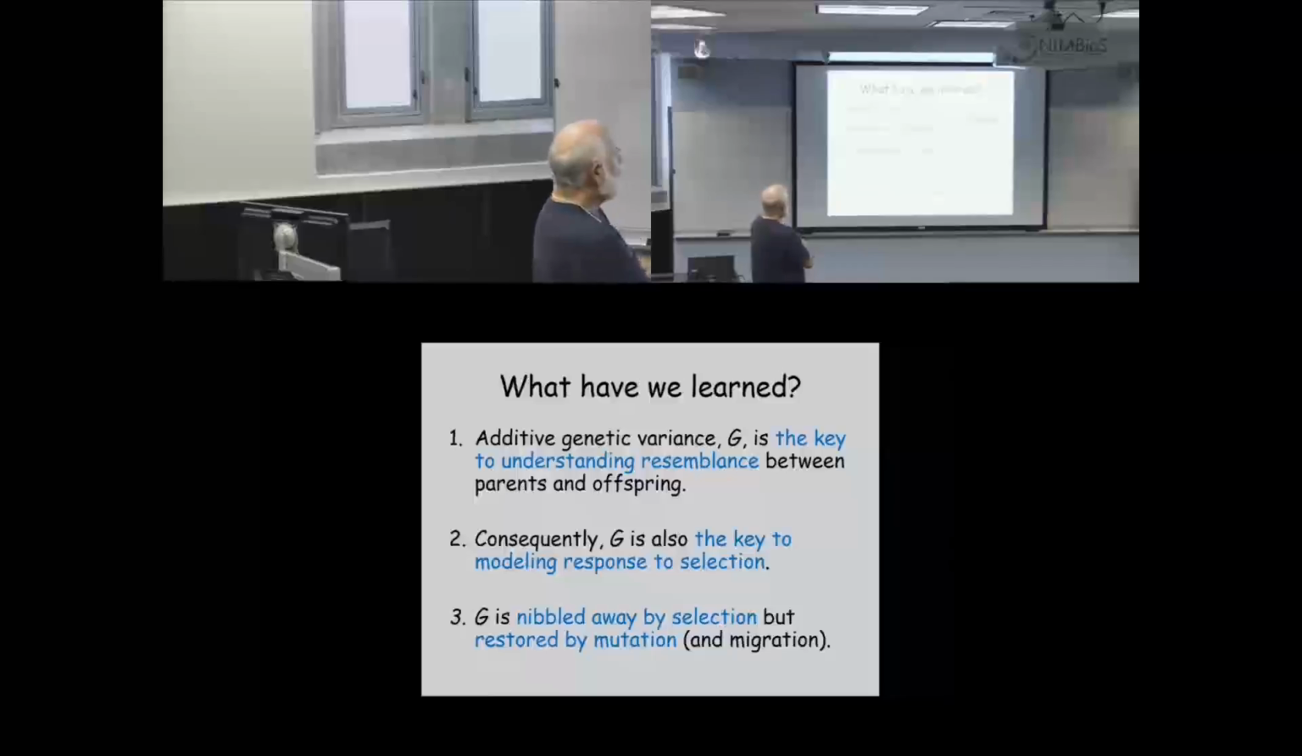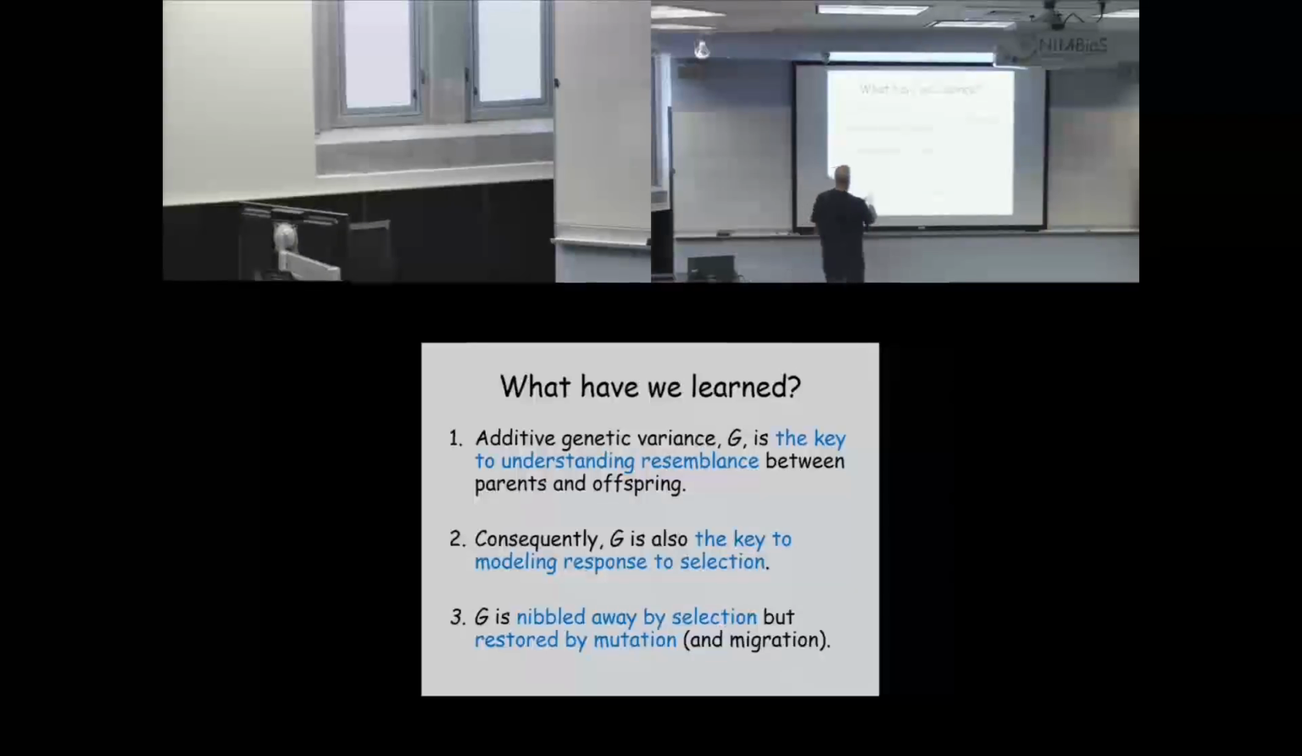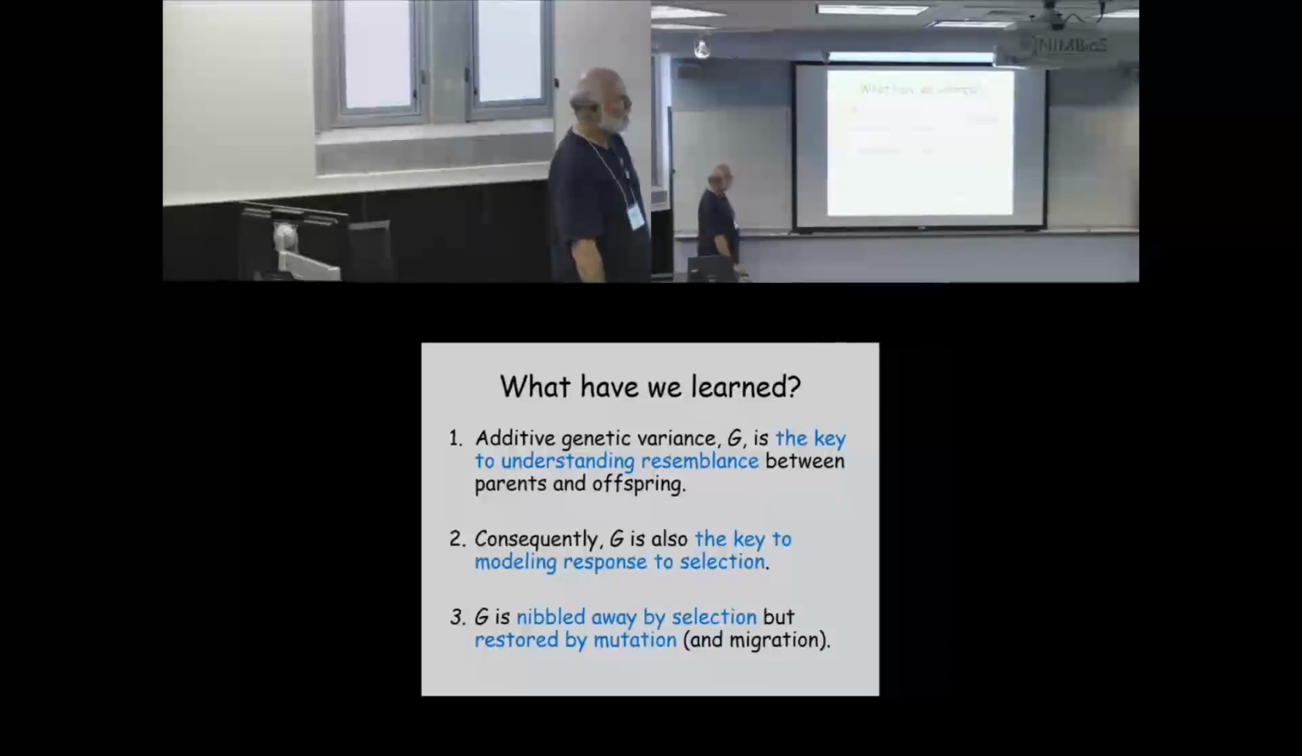And our third point is that, and I love this verb, this is Jay Lush, who I think from a long career of teaching had a very nice evocative choice of verbs. As Jay Lush pointed out, genetic variation is nibbled away each generation by selection, but it's restored by other processes, in particular by mutation, migration, perhaps by hybridization, depending on the natural setting.